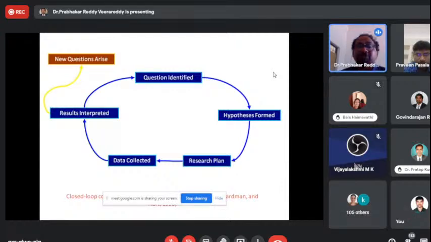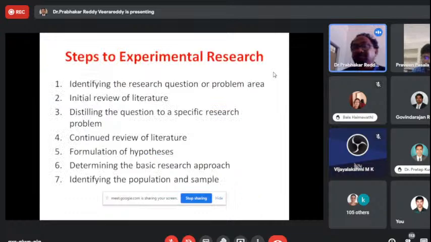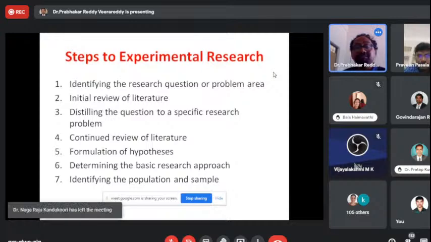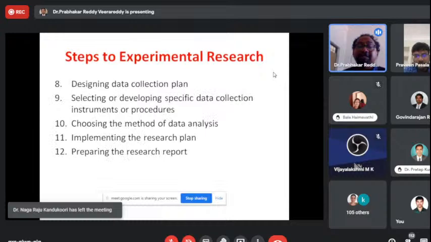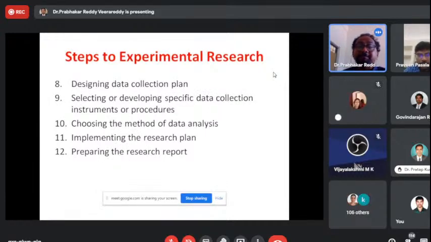So steps to experimental research. First, as I already told, identify the research question, initial review of literature, limiting the question to a specific research problem, continued review of literature, formulation of hypothesis, recommending the basic research approach, identifying the population, designing data collection, selecting or developing specific data collection, choosing the method of data analysis, implementing the research plan, preparing the research report.